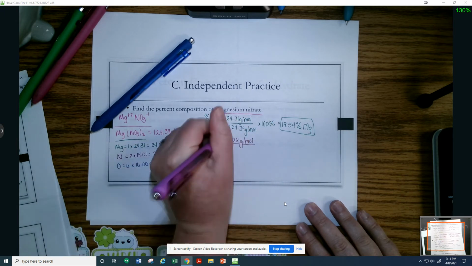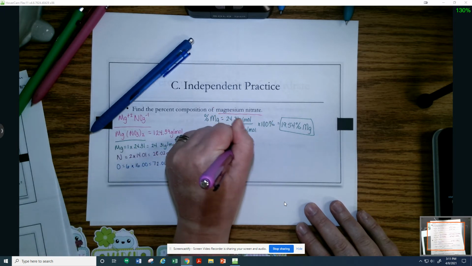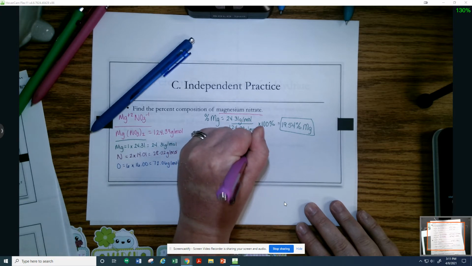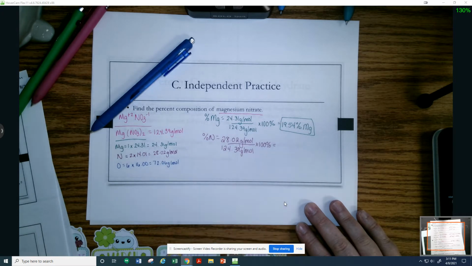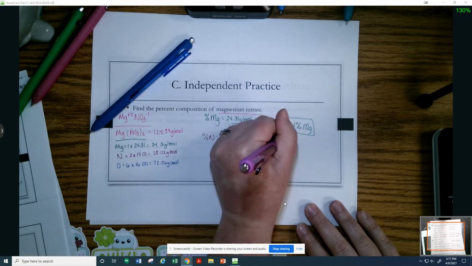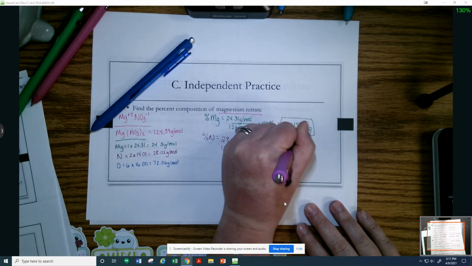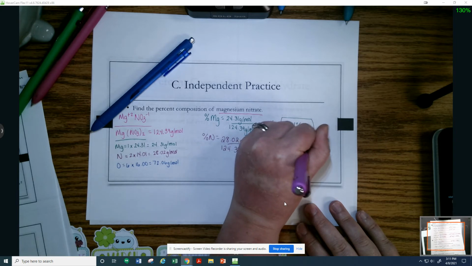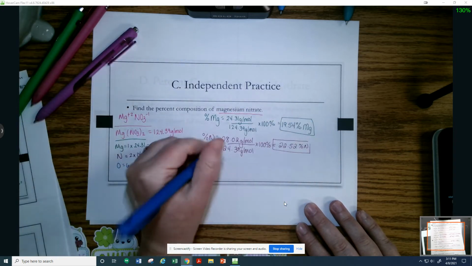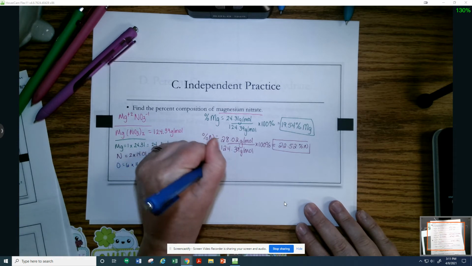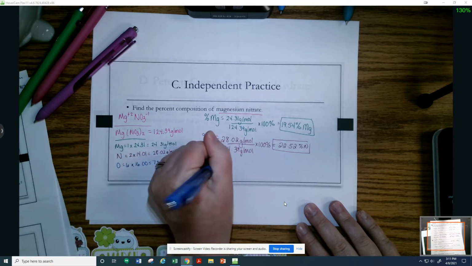The whole stays the same, the molar mass of 124.39. And we get a percentage of the nitrogen as 22.52% N. Last but not least, percent O. We said its portion was 72.06.